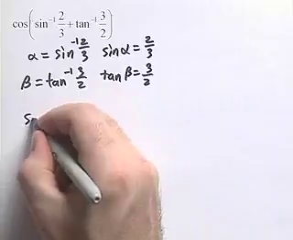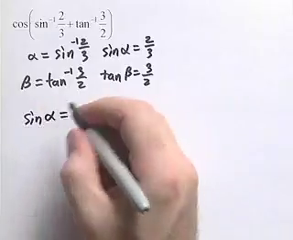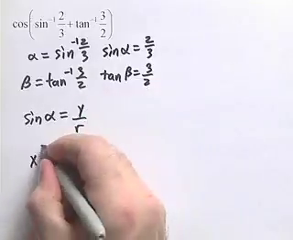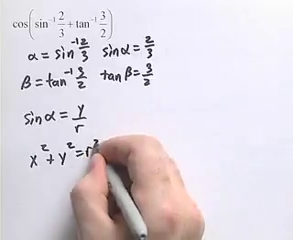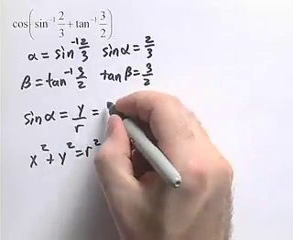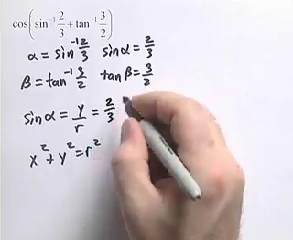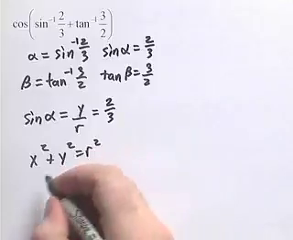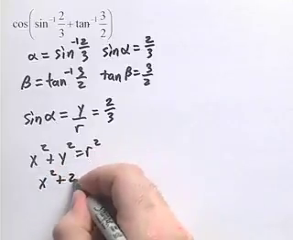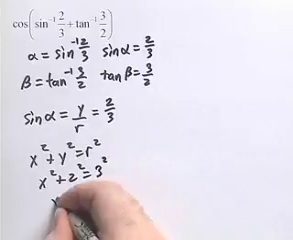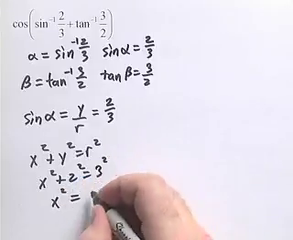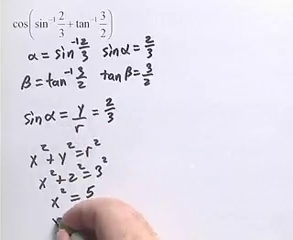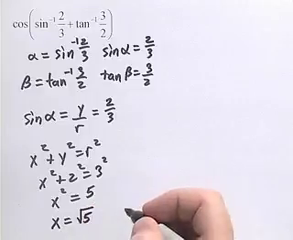Since we know that the sine in a circle will be y over r, we consider a circle of the form x squared plus y squared equals r squared. Here the sine of alpha is equal to 2/3, so y is 2 and r is 3. If we put those into our equation, we get x squared plus 2 squared equals 3 squared, which gives us that x squared is equal to 5. We know that we're in quadrant 1, so x needs to be positive, so x is equal to the square root of 5.